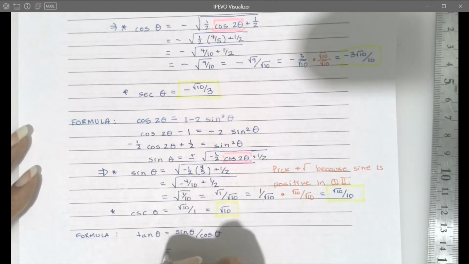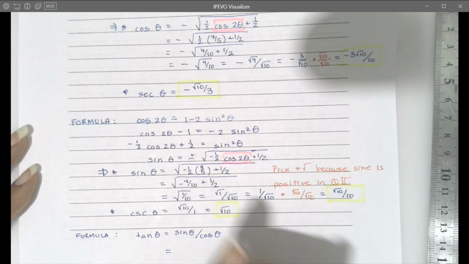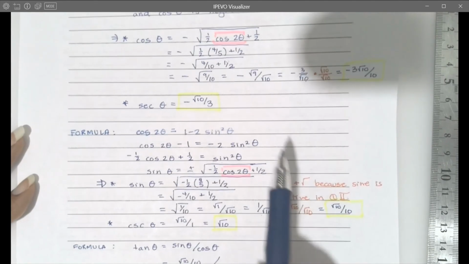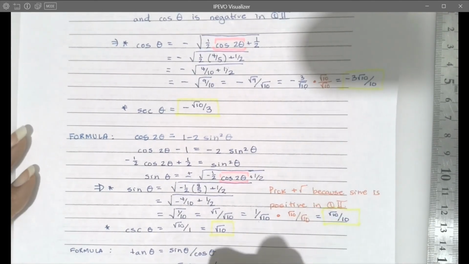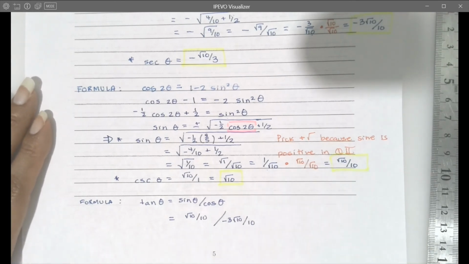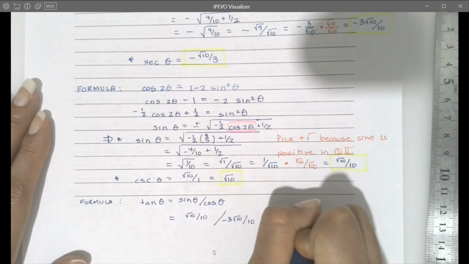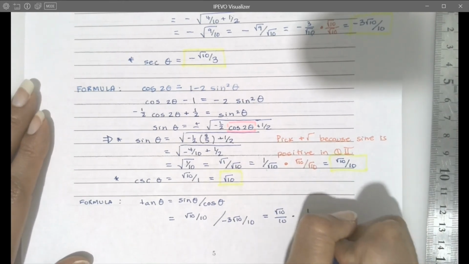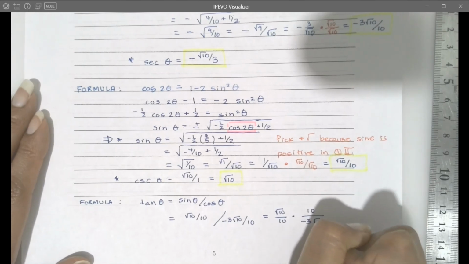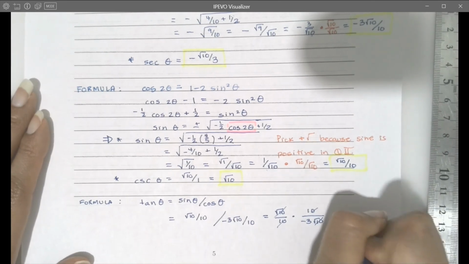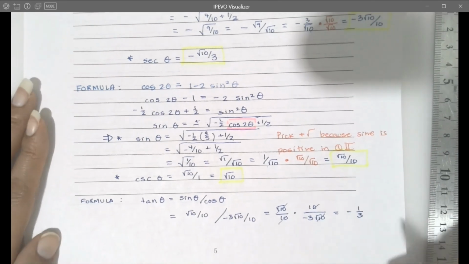So if we replace those values, sine of theta is square root of 10 over 10 divided by cosine, which was negative 3 radical 10 over 10. So dividing by a fraction is the same as multiplying by the reciprocal. That means that we'll have square root of 10 over 10 times 10 over negative 3 radical 10. The tens will cancel, the square root of 10 will cancel, and we'll end up with negative 1/3.